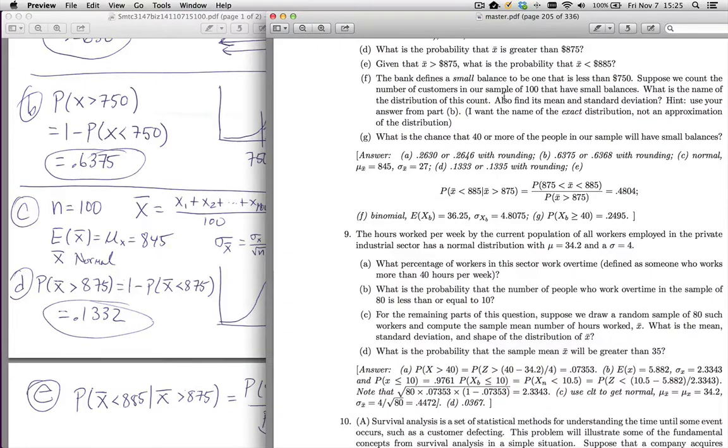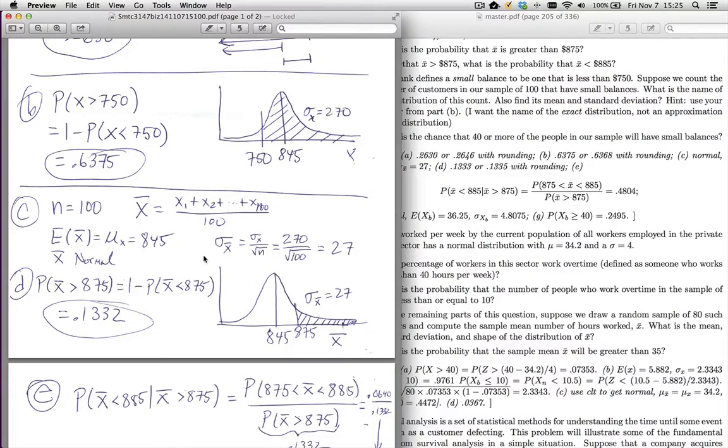Part D reads, what is the probability that x bar is now bigger than 875? All right, the key thing is to notice what random variable is being asked about. We're being asked about an x bar. We're not being asked about an x. So I'm going to color this graph. Here's 875. We want to know what's the probability we're in this tail. I always like to write my standard deviation next to the graph because then I don't get confused about that. This is the distribution of x bar. The standard deviation of x bar is 27.